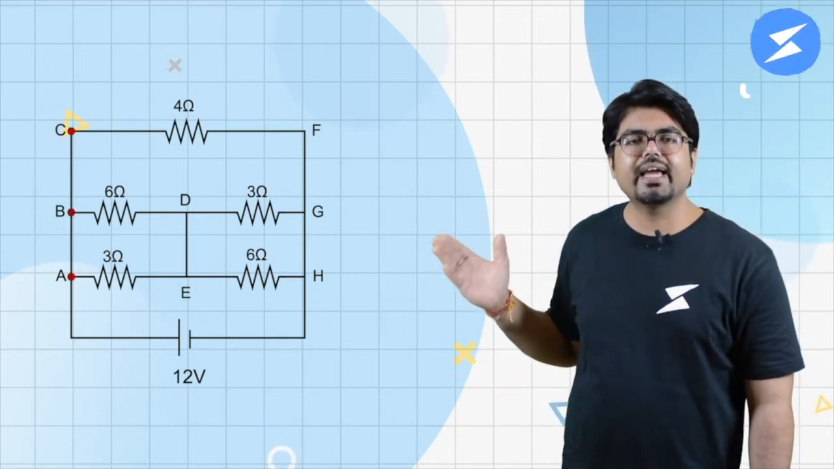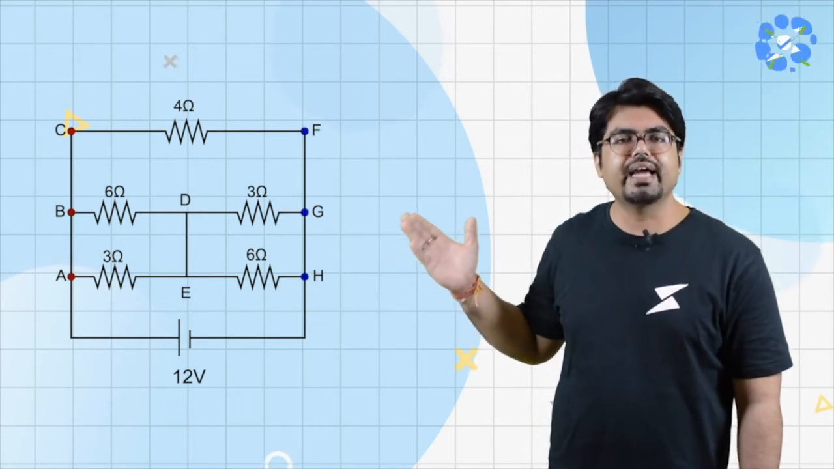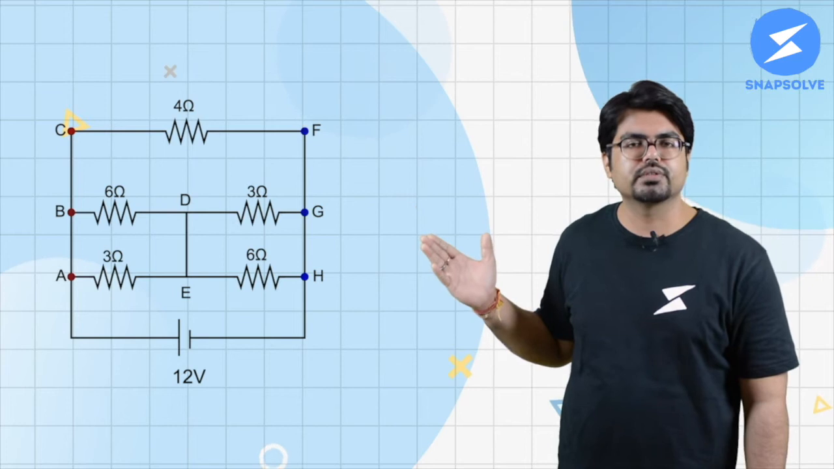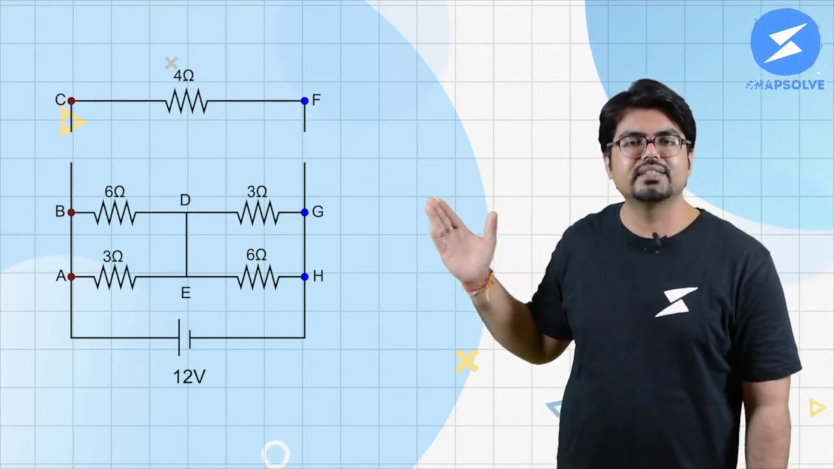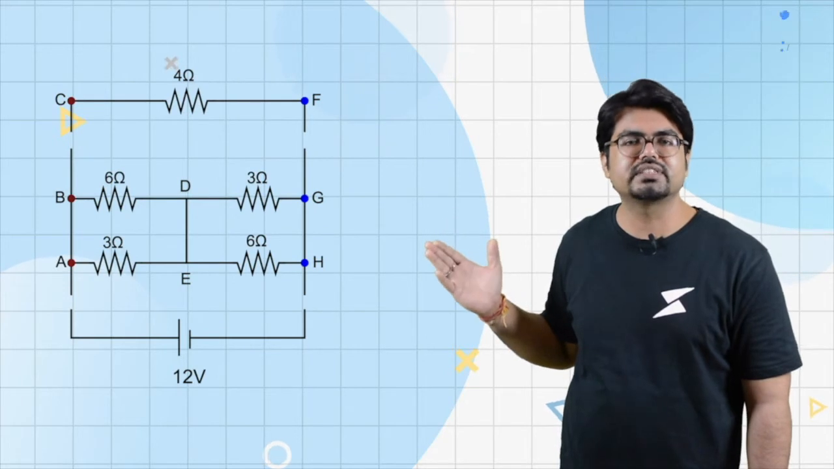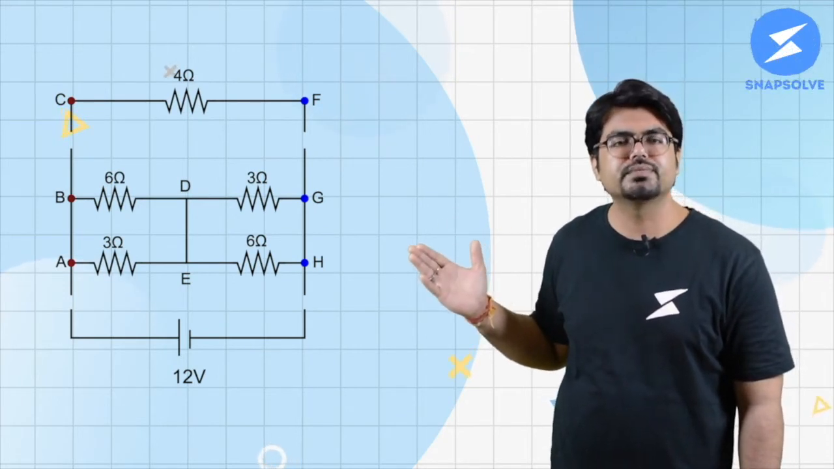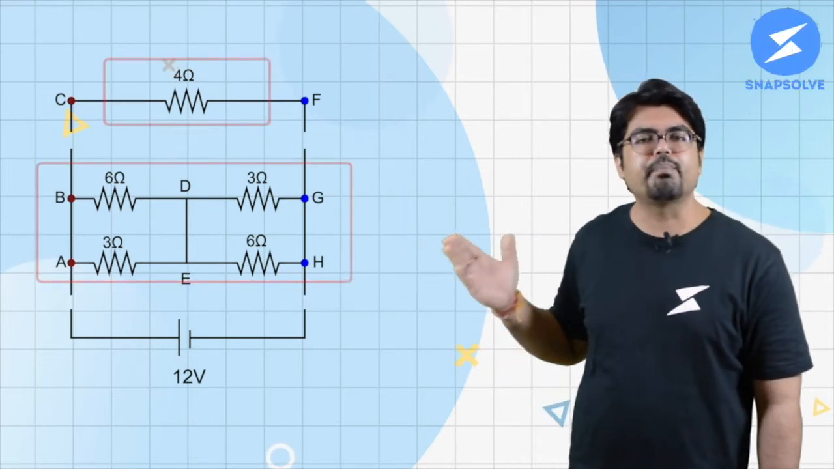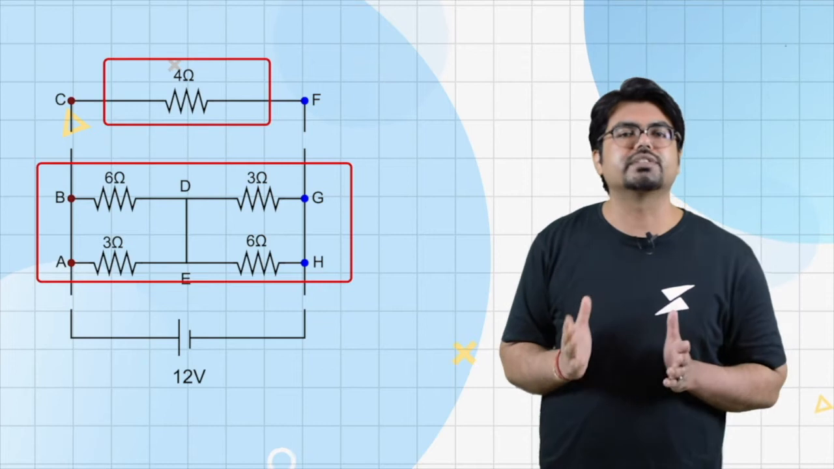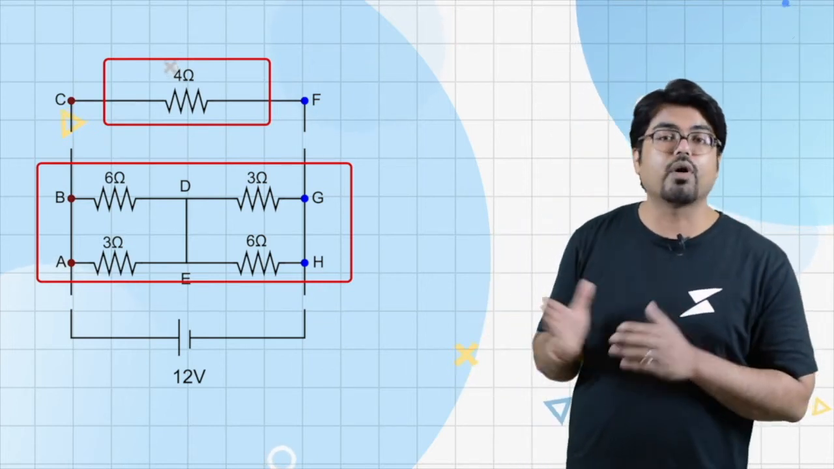Here points A, B, C have the same potential. Points F, G, H also have the same potential. So you can see that the 4 ohm resistor and this set of resistors are connected across the same potential difference. Therefore, this 4 ohm resistor is in parallel with this whole set of resistors. Let's first simplify this group of resistors.